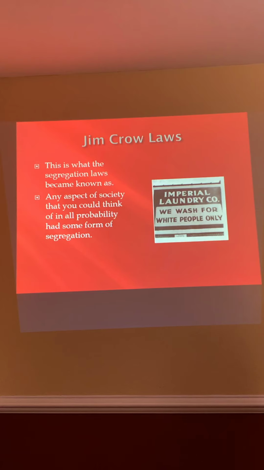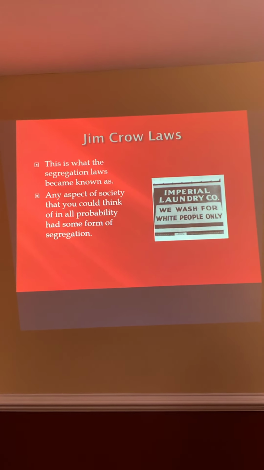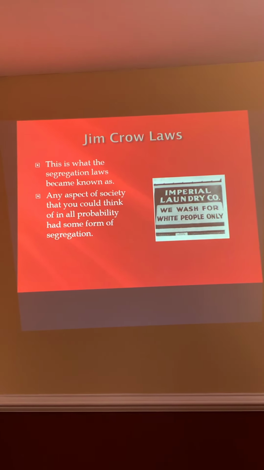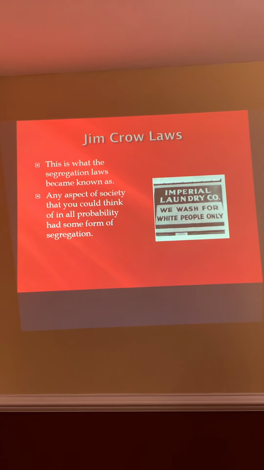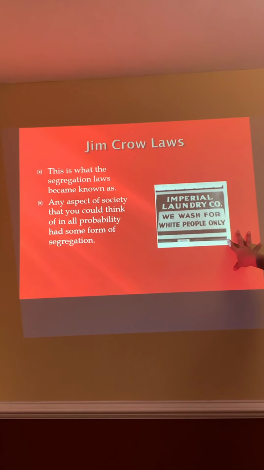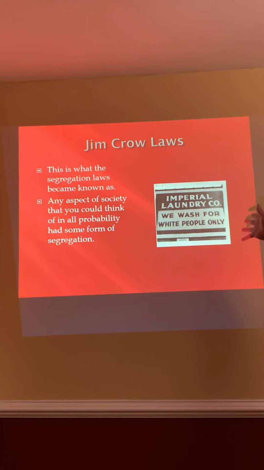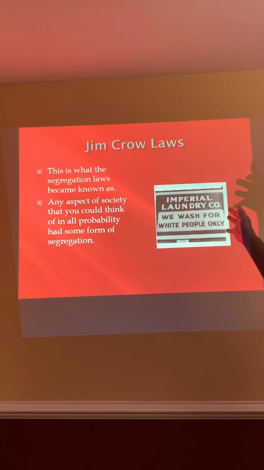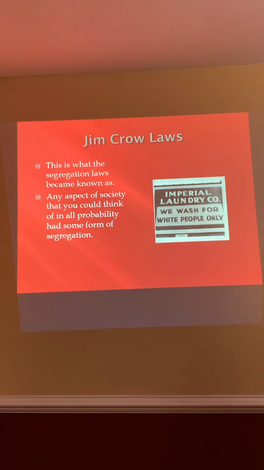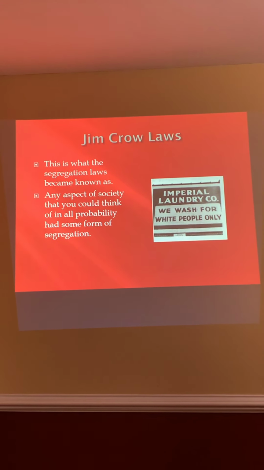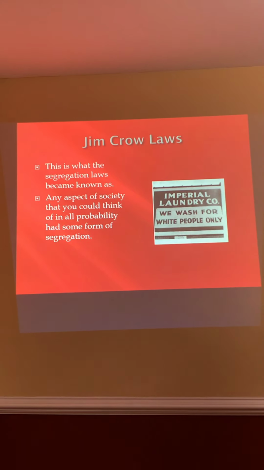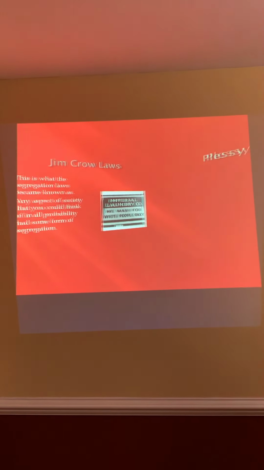So they become known as Jim Crow laws. Right? Jim Crow was a character at the time, but also, crows are black, and that's what they're really trying to restrict. So any aspect of society you could think of, in all probability, had some form of segregation. Restaurants, again, laundromats, movie theaters, school buses, schools. I mean, if you could think of it, it was probably segregated. Hospitals, I mean, even areas and sections of towns. That's kind of the way it worked. It's just what it was.